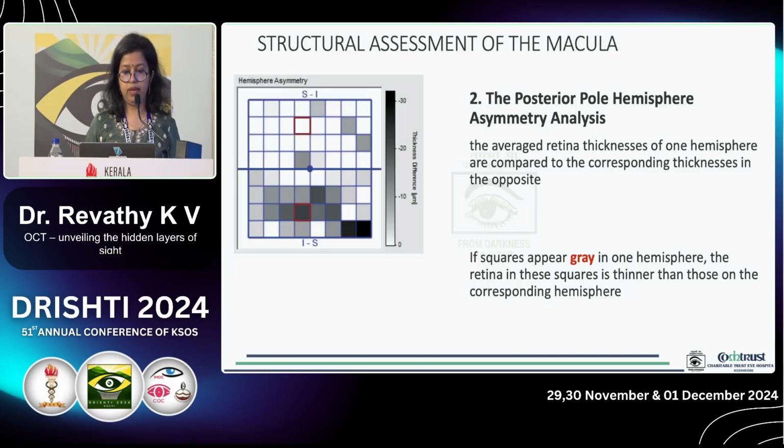The posterior pole hemisphere asymmetry analysis is where the average retinal thickness of one hemisphere is compared with the corresponding thickness of the opposite. If the square appears gray in one hemisphere, the retina in the square is thinner than that corresponding to the opposite hemisphere. If it is pitch black in color, that means the thickness variation is around 30 microns.